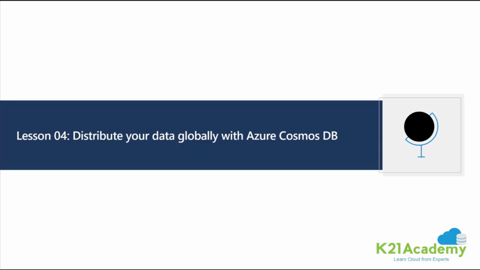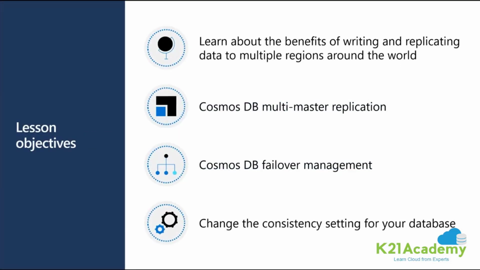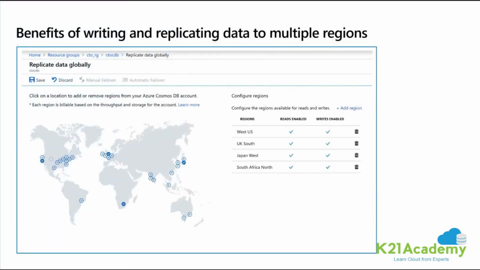Coming to lesson number 4. As part of lesson number 4, we'll talk about how data gets distributed globally, and we'll learn about the benefits of writing and replicating data to multiple parts of the world, Cosmos database multi-master replication, Cosmos database failover management, and how we can change the consistency levels over there. So this is basically, you can say, a very graphical method.